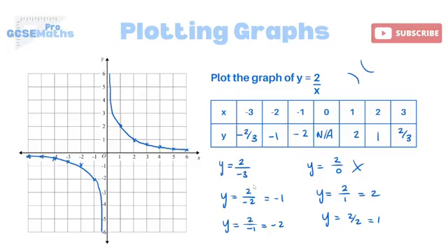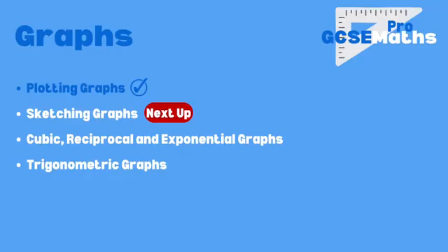There we go. Technically, we've got an asymptote on the x-axis and on the y-axis, so they're getting close to both, but they never cross them. So we've plotted our reciprocal graph as well. So there are some tips and tricks on plotting graphs. The next video is then on sketching graphs, so not as accurate as plotting them, just roughly sketching them out and marking a few coordinates down.